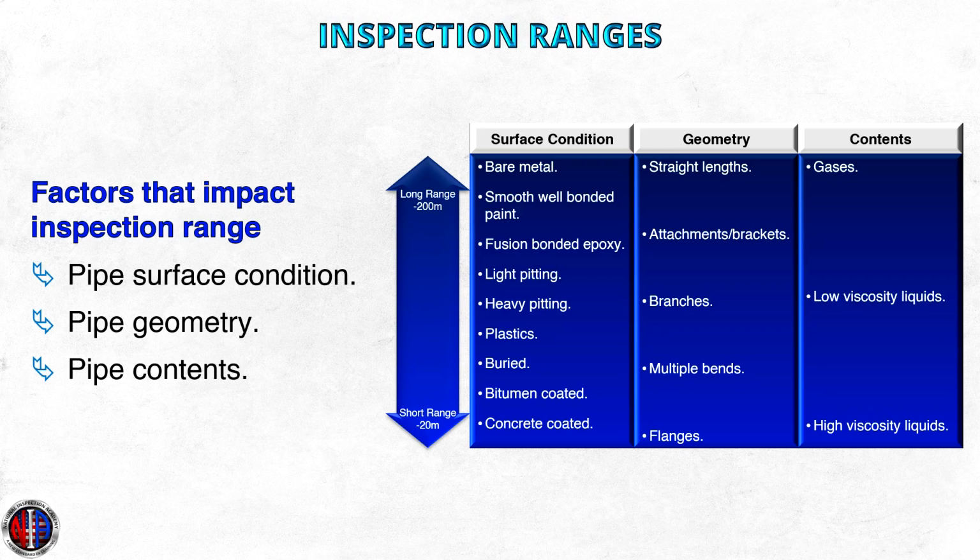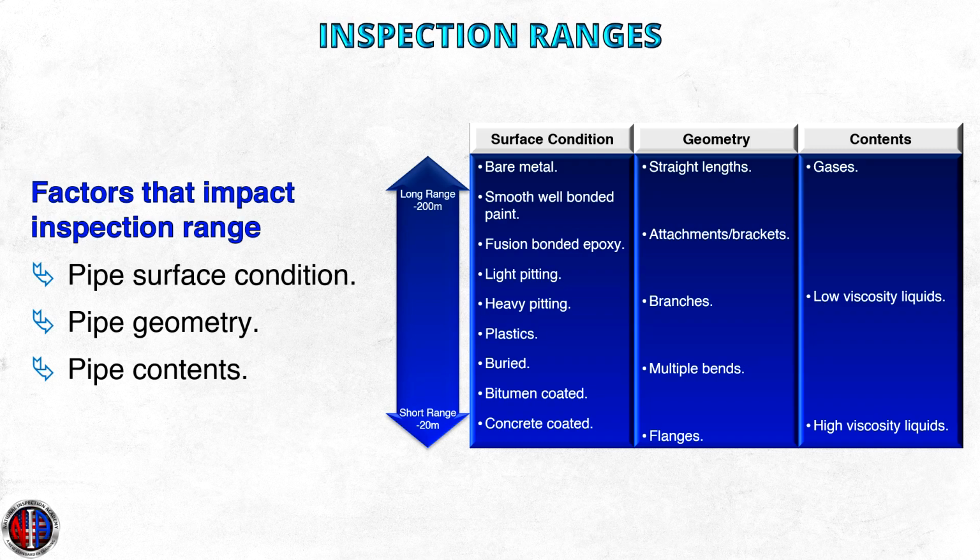So looking at this figure under the surface condition column, we'll get the longest range if the pipe condition is of bare metal, meaning it's not coated, followed by smooth well-bonded paint, fusion-bonded epoxy, light pitting, heavy pitting, plastic coated, buried, bituminous coated, and then finally concrete coated, with our shortest range being a concrete coated pipe.